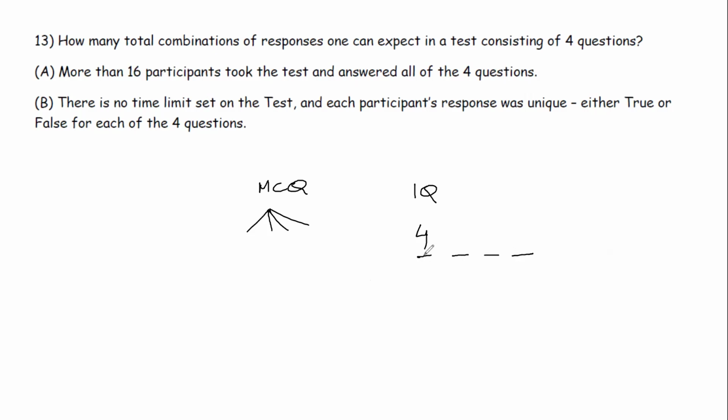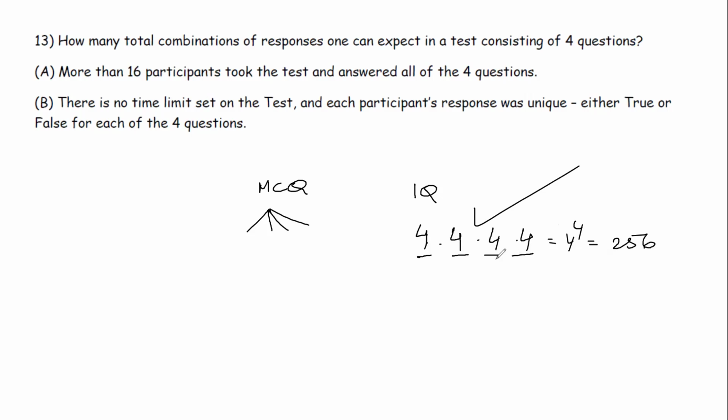It's an MCQ with 4 choices. So for 4 questions, each has 4 choices. It could be A, B, C, or D, correct? Second one, 4 options. Third one, 4 options. Fourth one, 4 options. 4 raised to 4. That many combinations are there, correct? 256 combinations. But we don't know whether it's an MCQ, true or false, or fill in the blank. We need to figure that part out. Once we figure that out, we can get the answer for this question: how many total combinations of responses one can expect in a test.